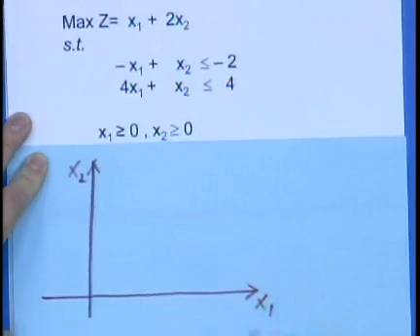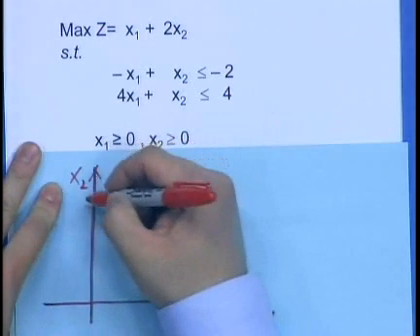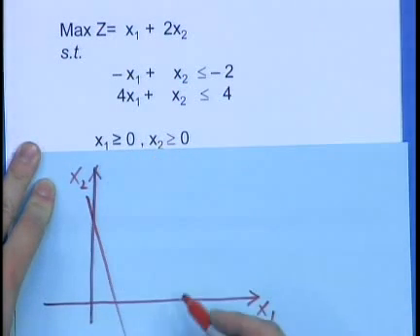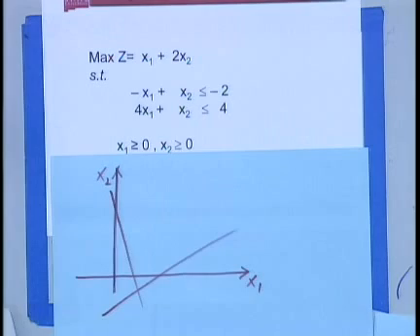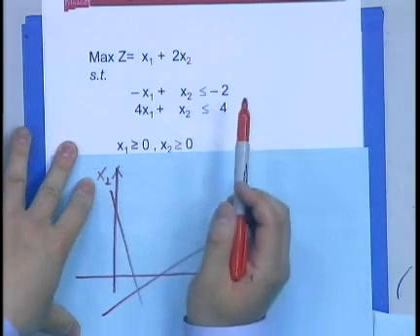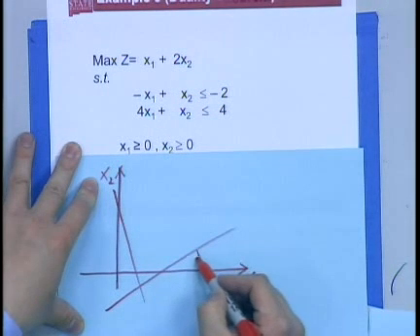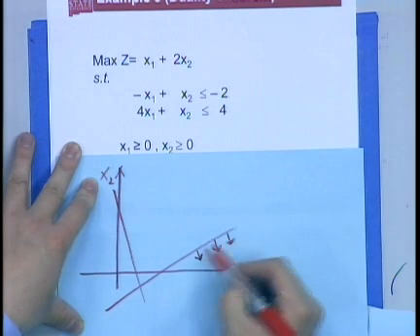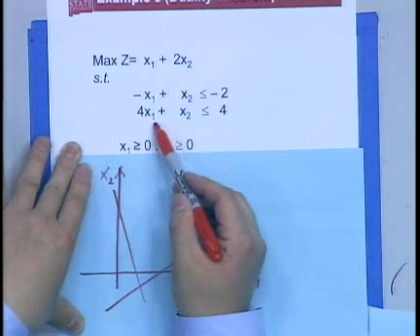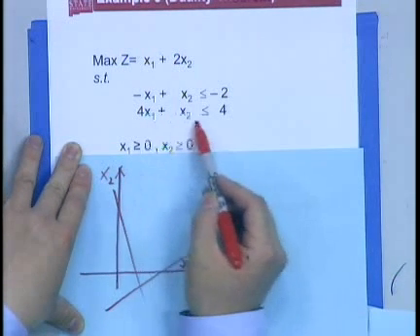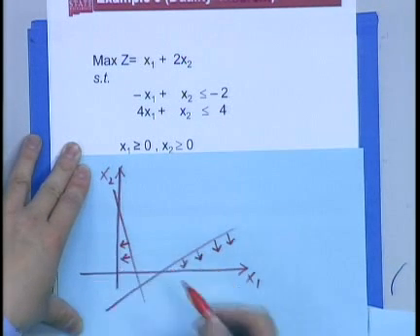The x2 and x1 axis, right? And the two constraints would be something like this, okay? And because the origin does not satisfy the first constraint, right? So the feasible region would be this side. Okay? However, the origin does satisfy the second constraint, right? Because 0 is less than or equal to 4, which means the feasible region would be this side. Okay?